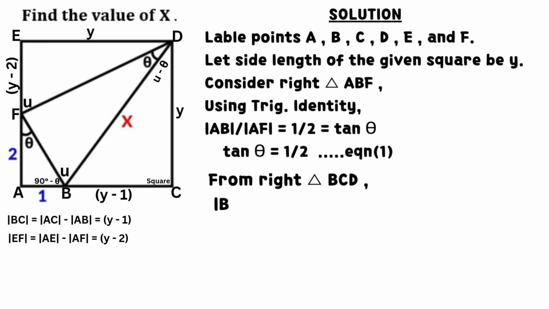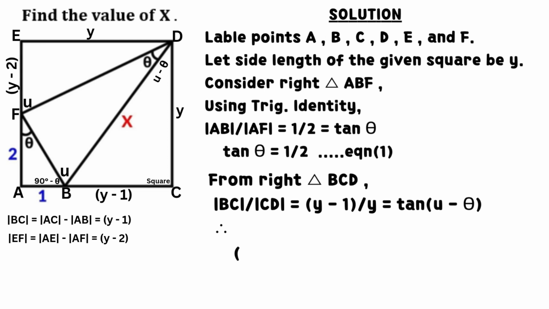From right triangle BCD, length BC divided by length CD equals y minus 1, all divided by y, which equals tan of (u minus theta). Therefore, (y minus 1) all divided by y equals tan of (u minus theta). We call it equation 2.